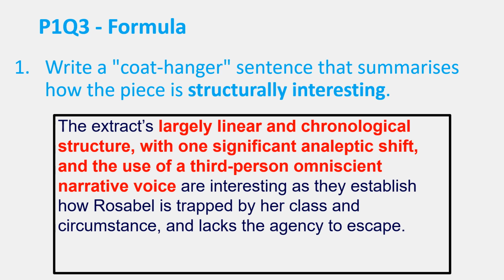This then is how we might write the coat hanger sentence for the Rosabelle piece. The extract's largely linear and chronological structure with one significant analeptic shift and the use of a third-person omniscient narrative voice are interesting as they establish how Rosabelle is trapped by her class and circumstance and lacks the agency to escape. Agency means power or ability to escape.